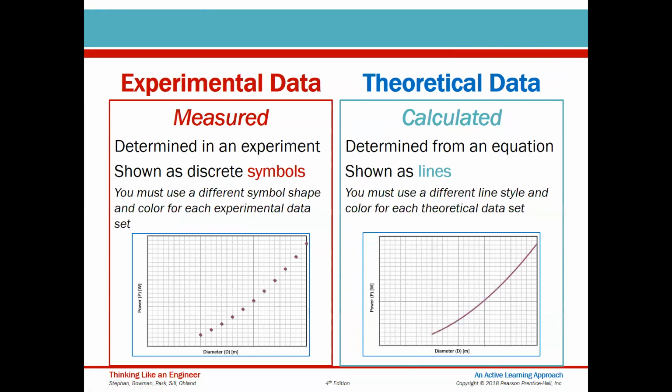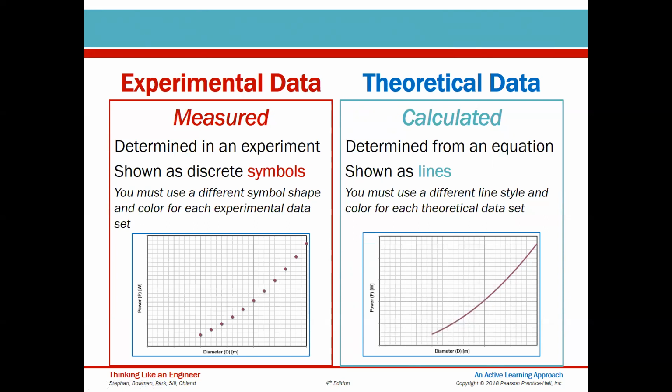So what are our two different data series that we normally graph on a scatter plot? Well, we start with our experimental data, or this measured data that you collect during an experiment. This is normally shown as discrete symbols or markers, points on a graph. Using different symbol shapes or marker shapes and a color for each experimental data set is necessary, because in most publications, you are not going to have your graph printed in color.